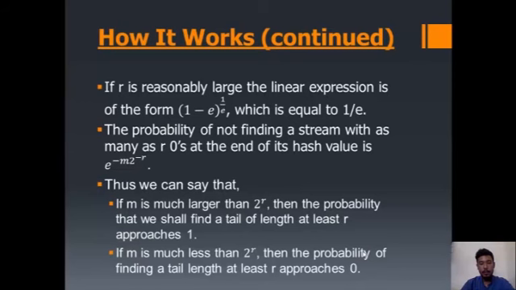The probability of not finding a stream element with as many as R zeros at the end of its hash value is e to the power minus m times 2 to the power minus R. Thus we can say that if m is much larger than 2 to the power R, then the probability that we shall find a tail length at least R approaches 1, and vice versa. If m is much less than 2 to the power R, then the probability of finding a tail length at least R approaches 0.